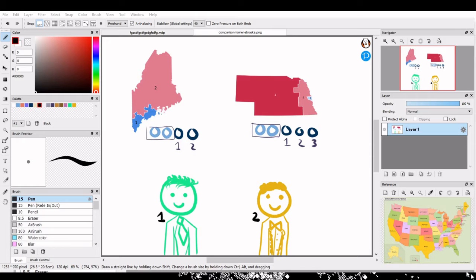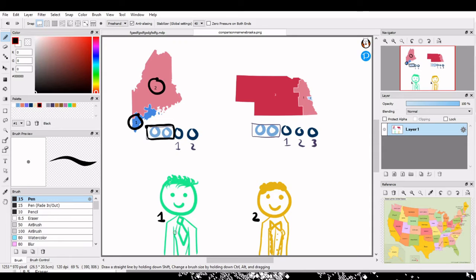In the states of Maine and Nebraska, they have split votes. 2 votes go to whoever wins the state overall in terms of the popular vote. Then the remaining votes are by who wins the most votes in each of the congressional districts.